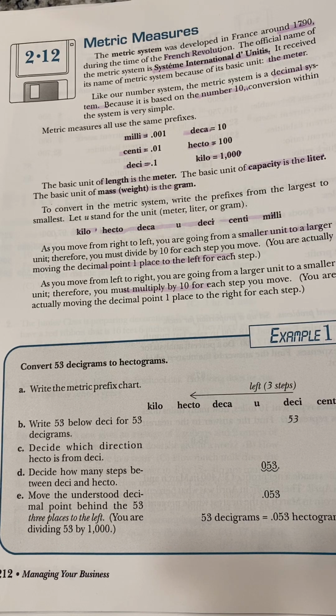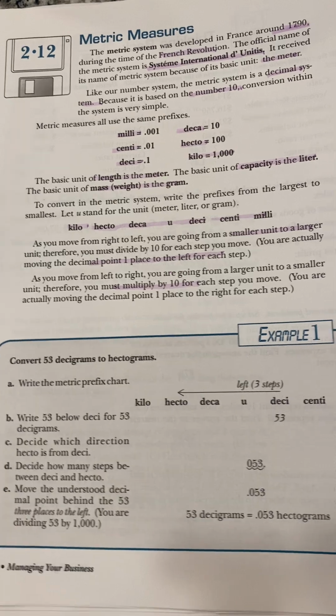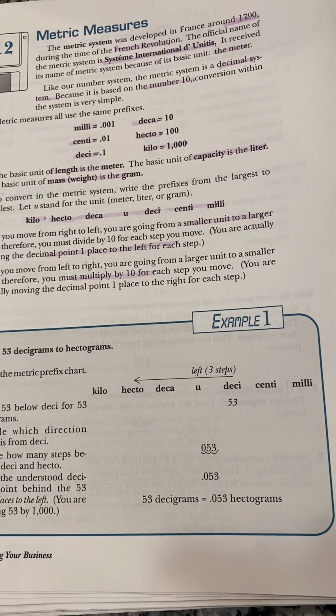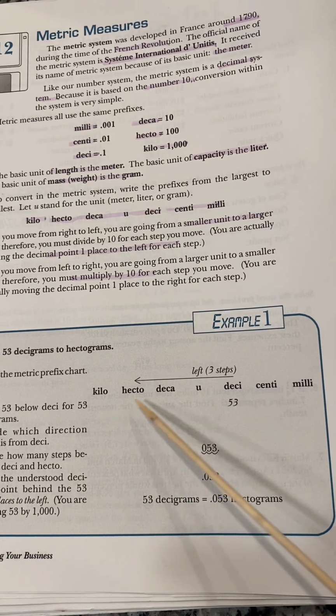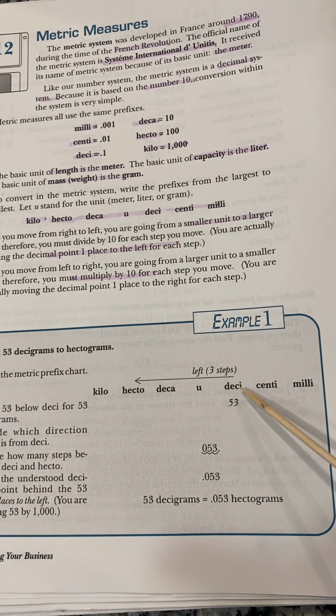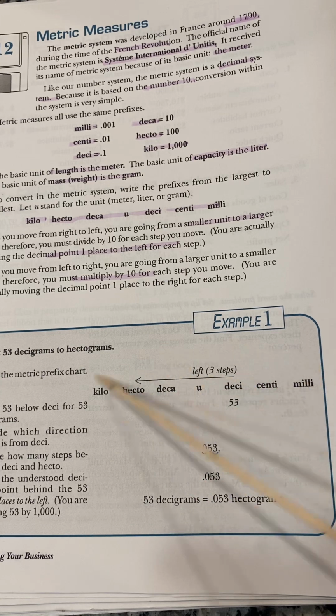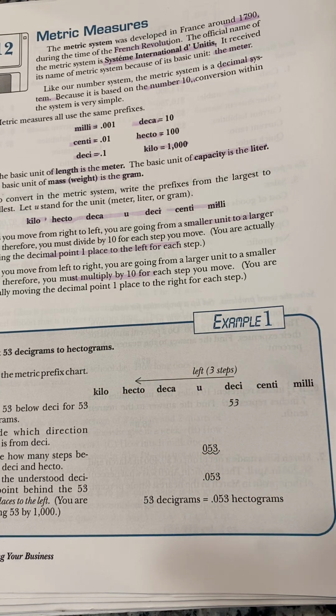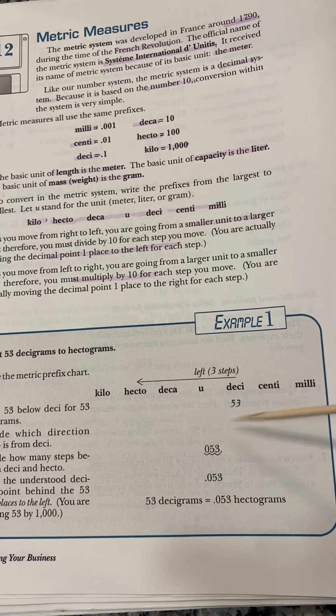You figure that out. The best way I told you to do it is the same way they do here. You're going to have the kilo, the hecto, the deca, the unit. This would be the unit, whether it's meters. And then you're going to have deci, centi, and milli, all written out. Just very easy: 10, 100, 1,000, tenth, hundredth, and thousandth. And you put this all down.